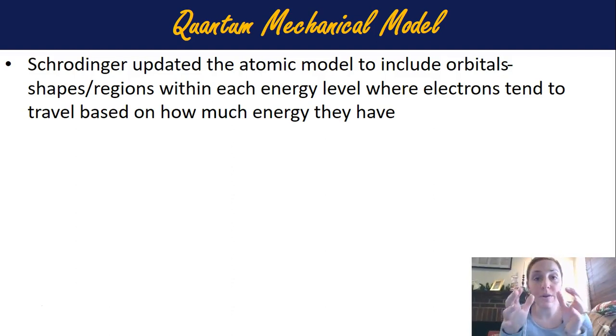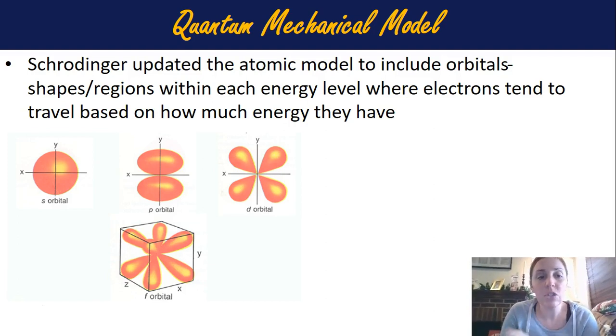So first you had Bohr say, okay, it's just different levels. But then Schrodinger said, well, within those levels, you have different options as well. And these are those options. So these are the shapes in which an electron may travel. So here's the s orbital. P orbital kind of looks like two water droplets.